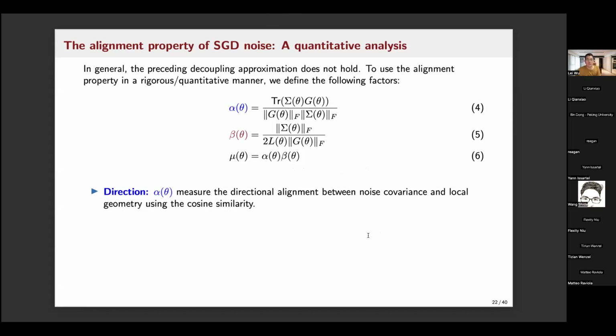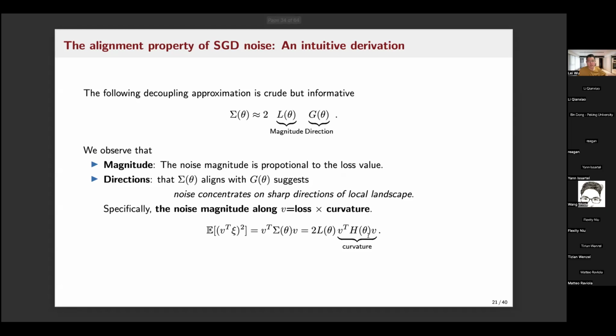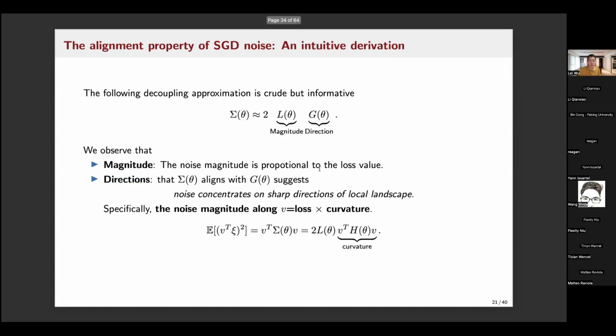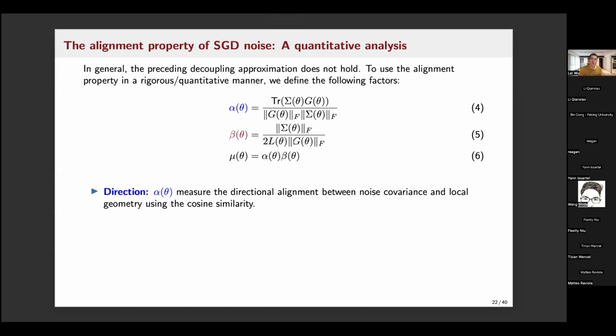Of course, this is a very heuristic approximation, which cannot be true in general. But it's very intuitive, and actually we can make it rigorous by defining some much weaker matrix to quantify the alignment. Here, if we say they are equal, that is impossible to guarantee, because for a model with many parameters, sigma theta is a high-dimensional matrix. So this approximation cannot be accurate. However, we can define some much weaker quantities to quantify this alignment, which is possible.